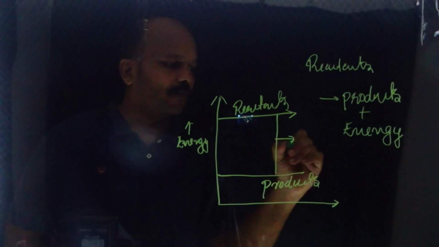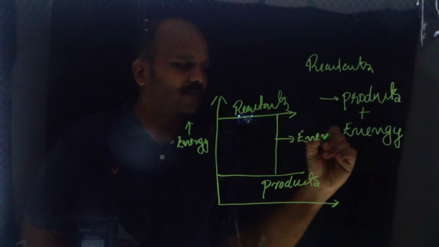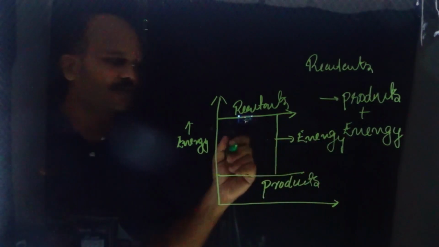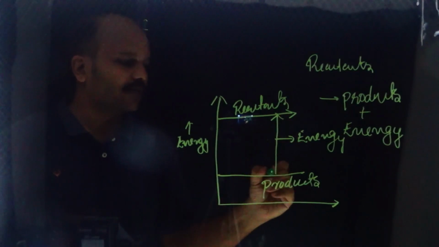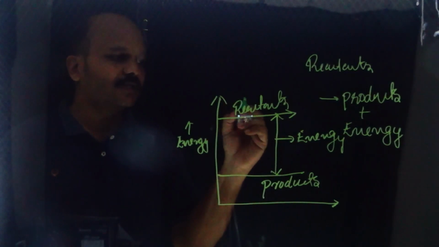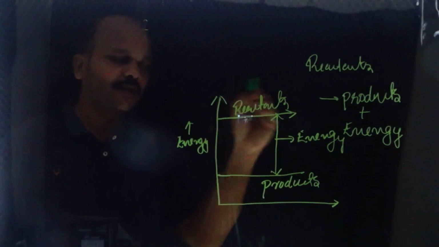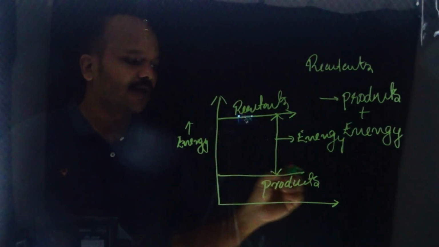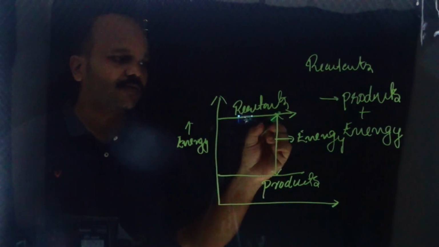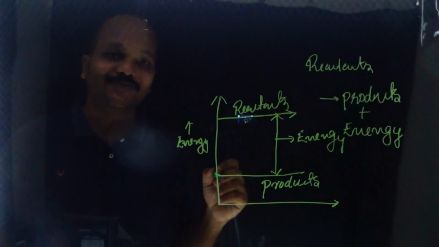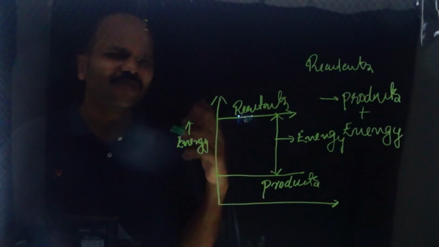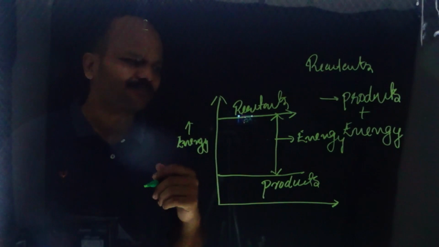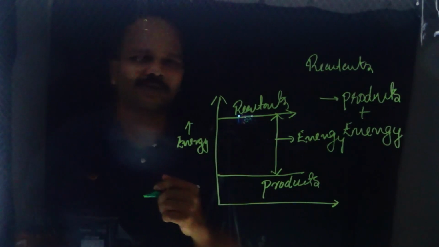So some amount of energy might be releasing. Actually, this difference is going to be the total internal energy within the reactants and within the products. There will be some difference, right? So that difference is the energy. For different reactions, a different amount of energy will be releasing.